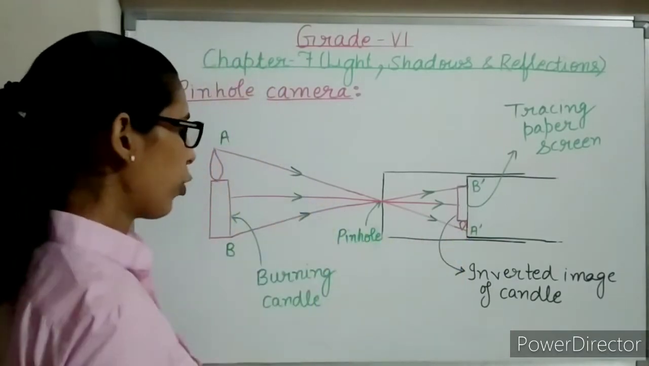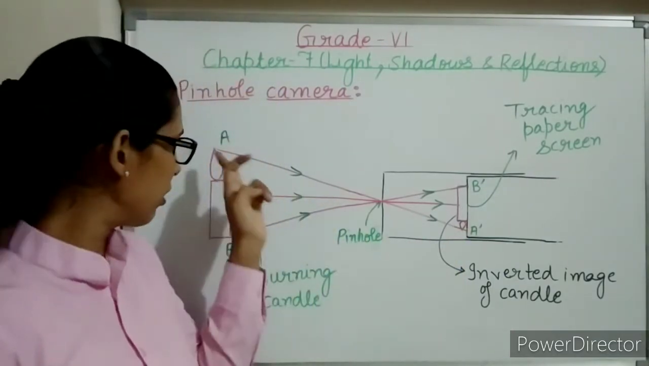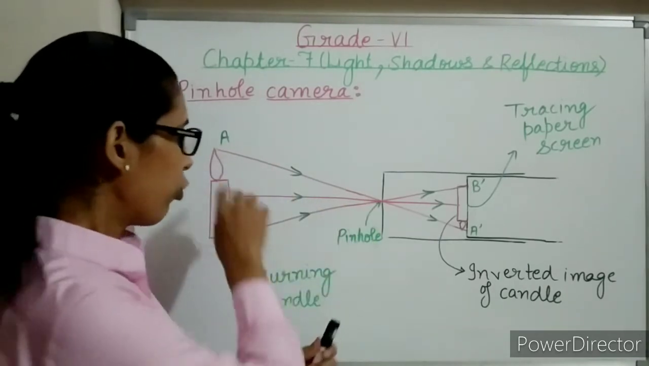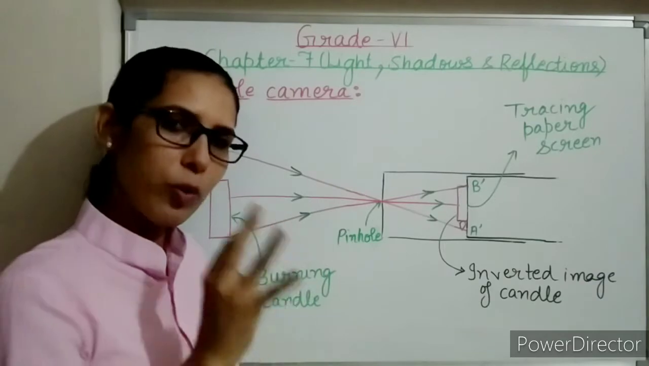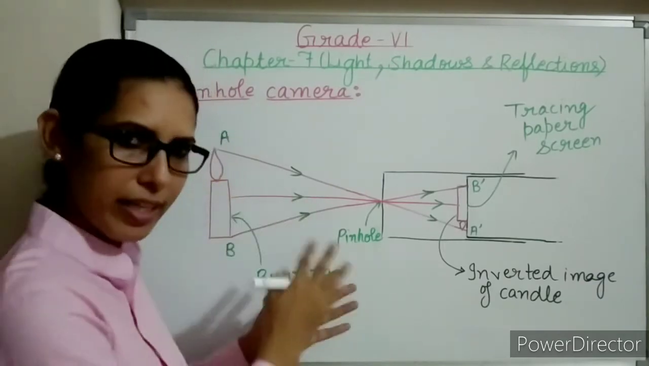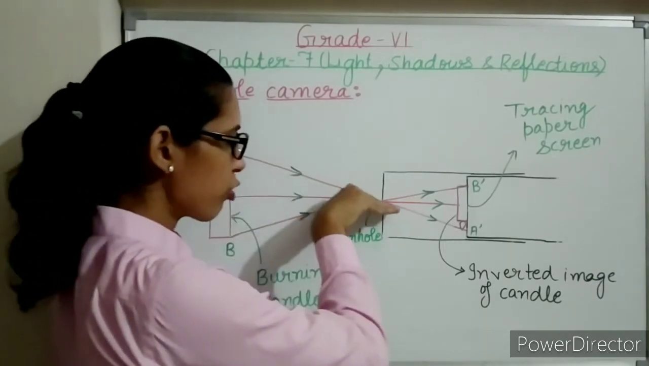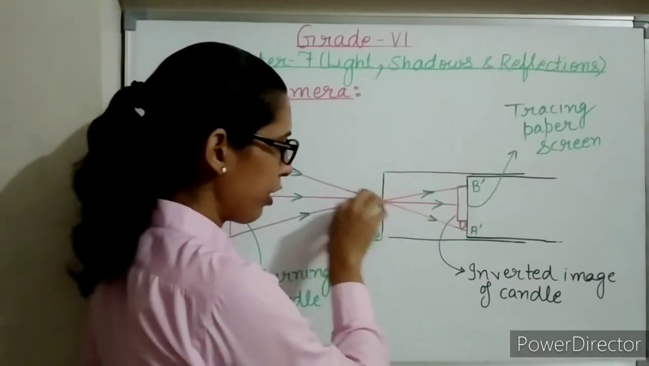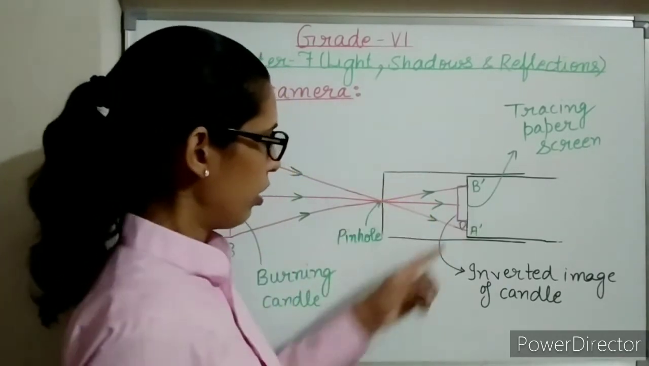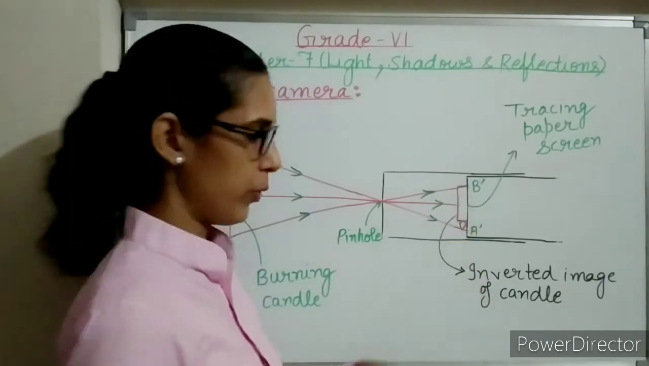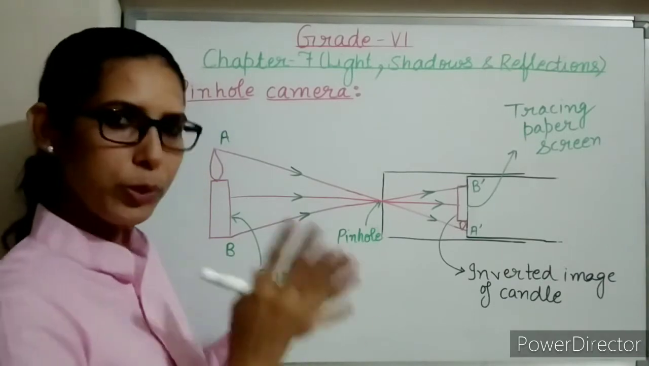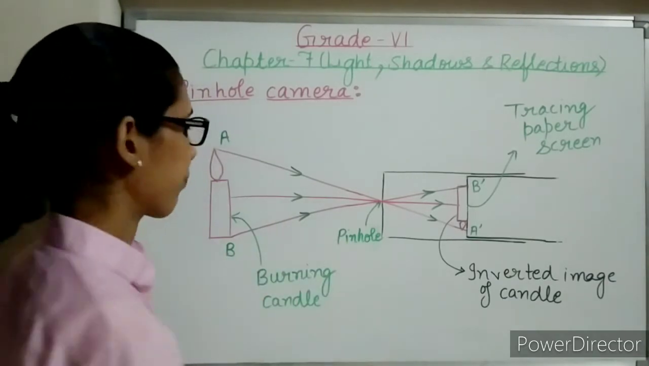Okay, it is not like only one light ray is coming from this candle. For simplicity, I have drawn only 3 rays. Not many rays are coming. All the rays are moving in a straight line, entering the hole and then reaching this tracing paper. Okay, so for simplicity only 3 rays have been taken so that you can understand it easily.